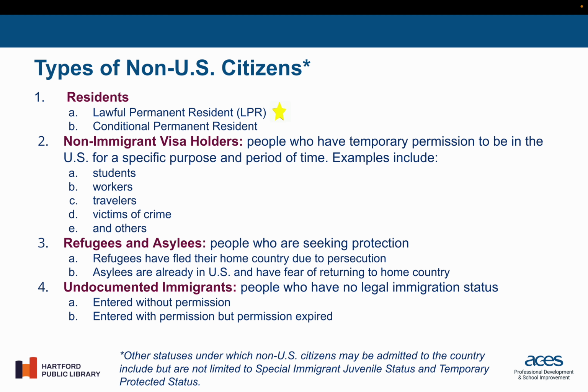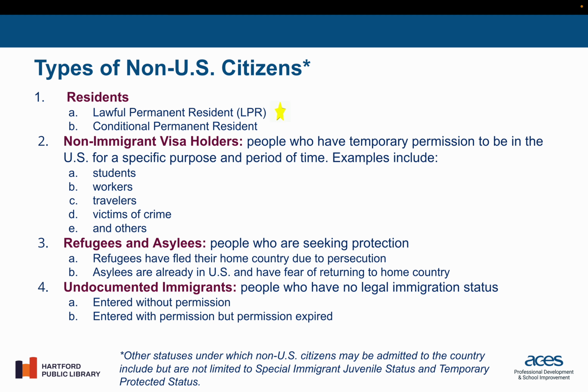The last group we are going to discuss here are undocumented immigrants. Undocumented immigrants are people who live in the United States with no current legal immigration status. They may have entered the United States without permission, or they may have entered with temporary permission, but that permission has expired. An example might be a former non-immigrant visa holder, such as a person who had a work visa, but did not renew their visa in time, letting it expire despite remaining within the United States.